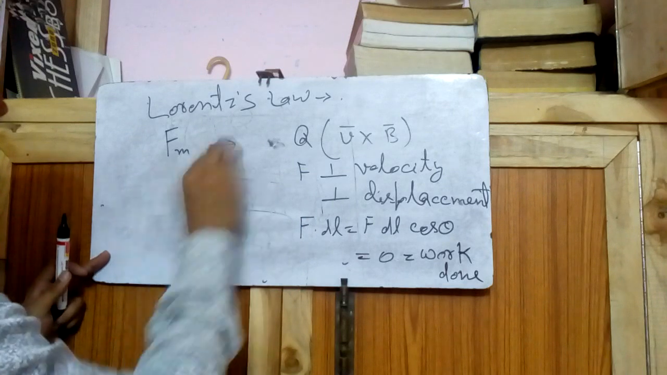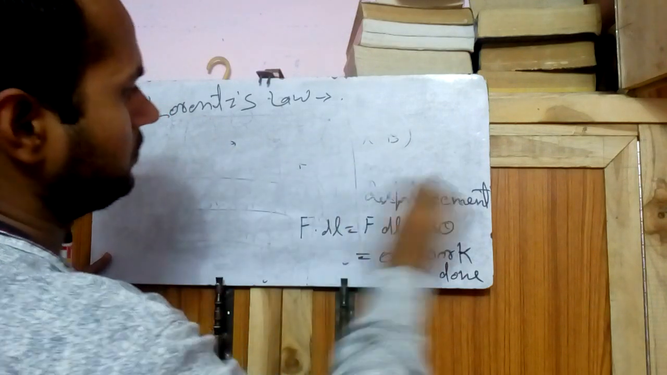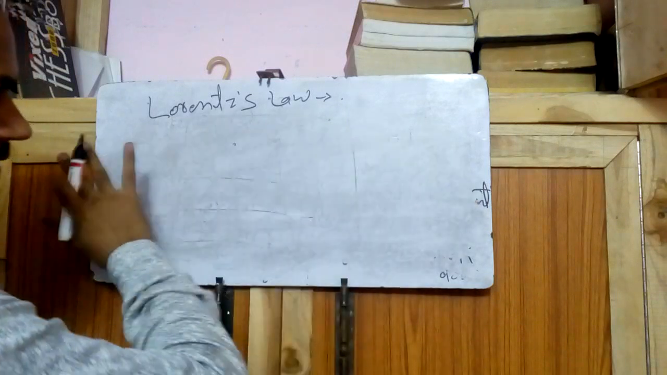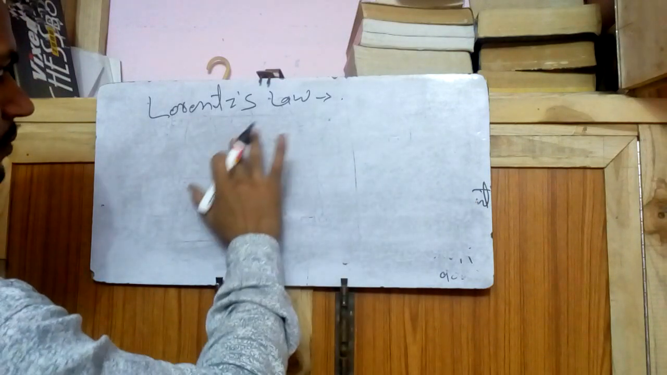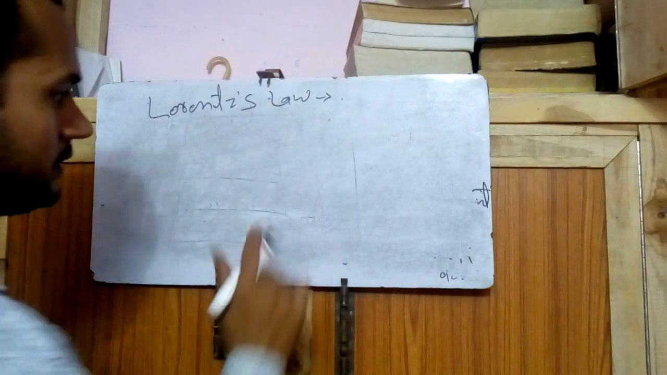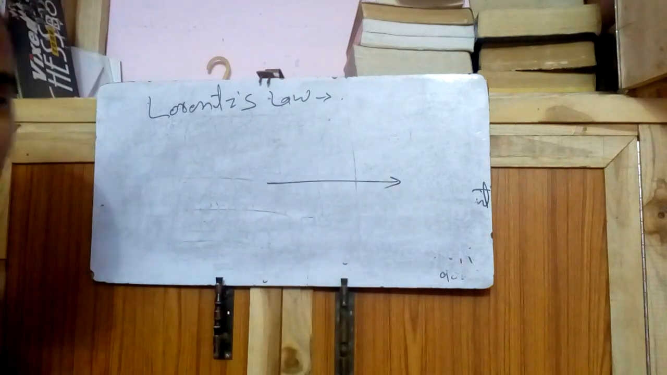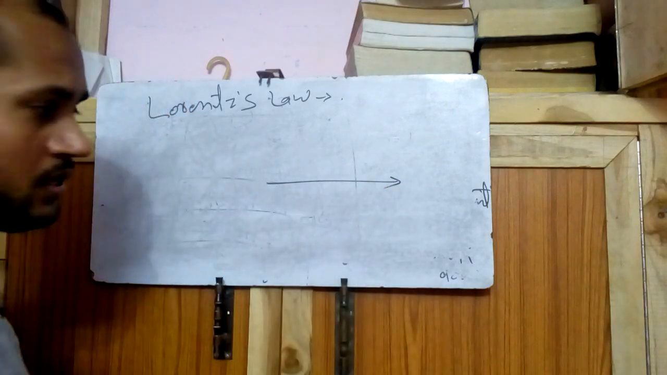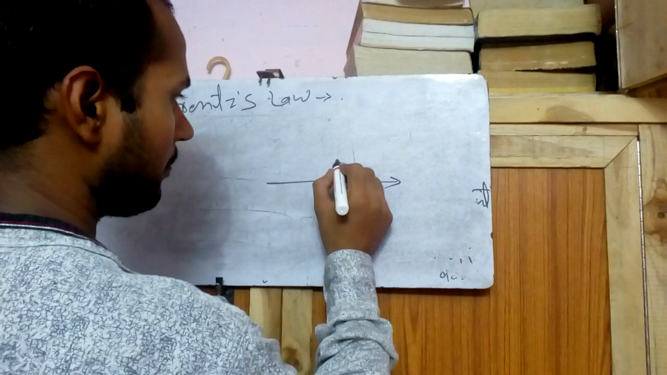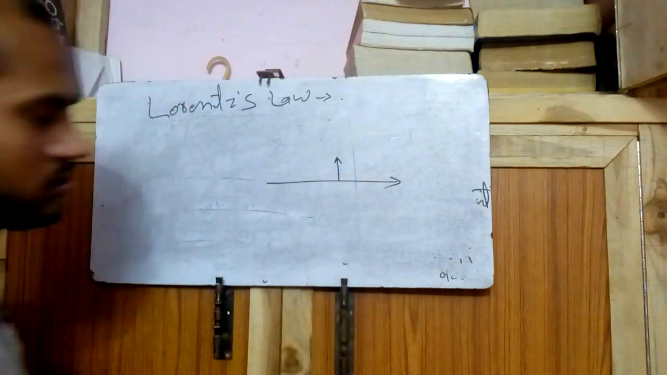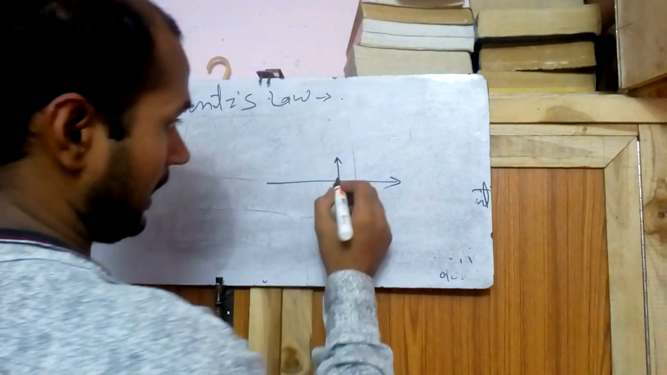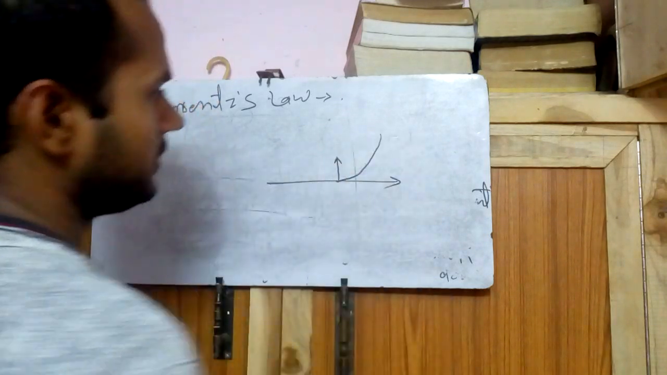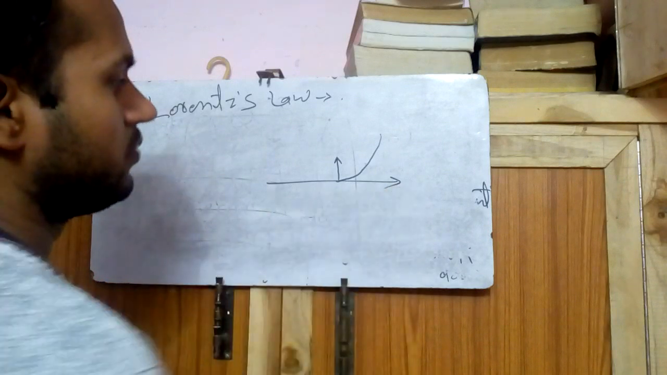Now in this board there is a magnetic field and the charge is moving in this direction. The velocity of the charge is this. Then there will be a perpendicular force, and because of this force the charge will start to move in this direction. The direction of movement will change.